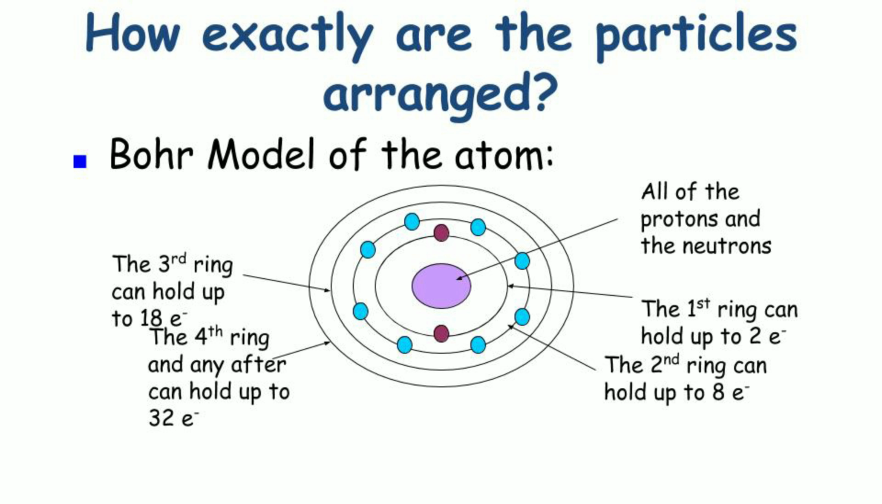should know that each ring can hold a specific number of electrons. The first ring with the lowest energy closest to the nucleus can hold a maximum of 2 electrons. The second ring can hold a maximum of 8 electrons, while the third ring can hold 18, and the fourth ring can hold 32 electrons.